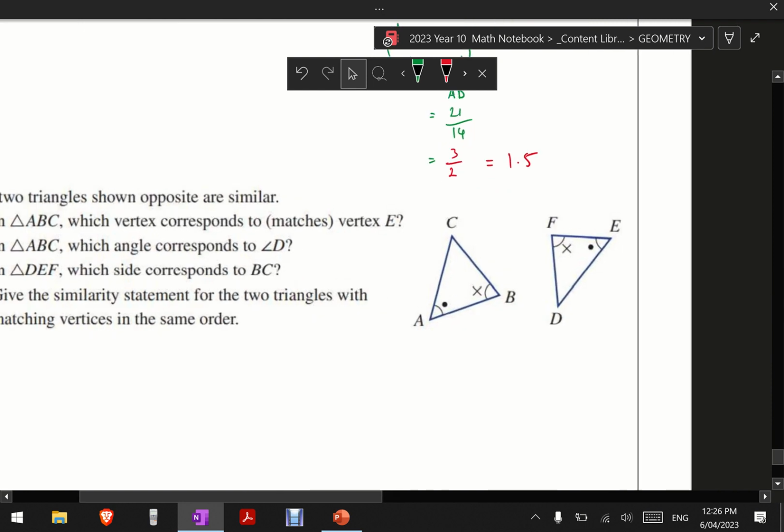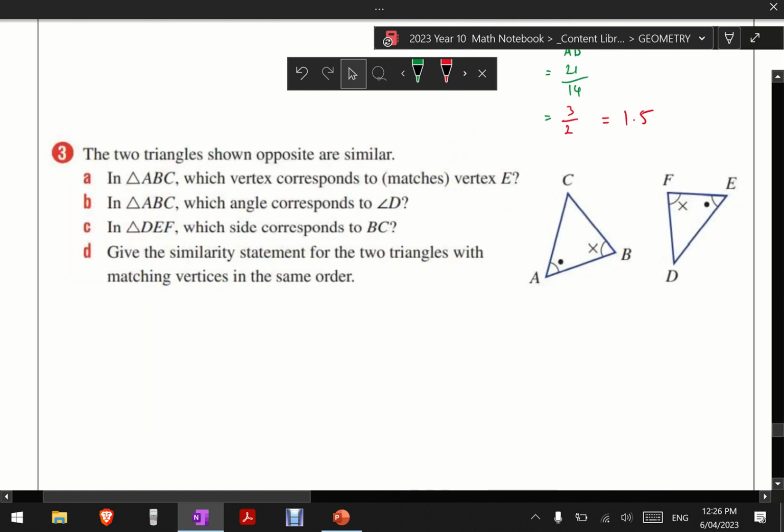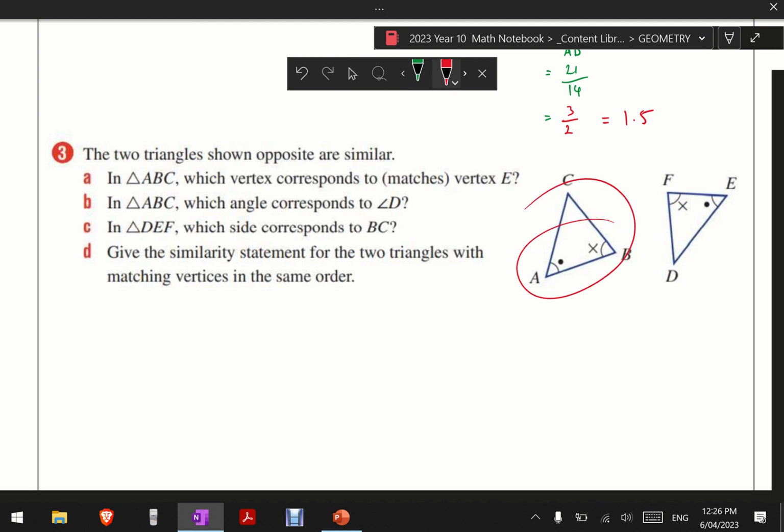So in this question here, these two triangles are supposedly similar. Okay, so ABC is similar to DEF. Actually, no. It should be EFD, if I've called this one ABC. Be mindful of how you name these when you're actually doing these shapes. In triangle ABC, which vertex corresponds or matches to vertex E?